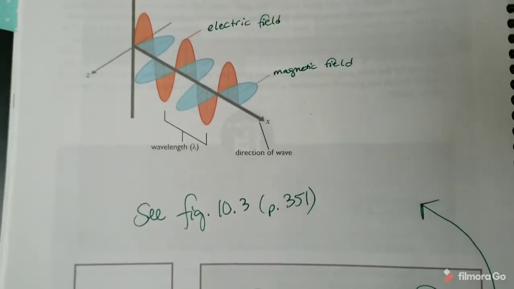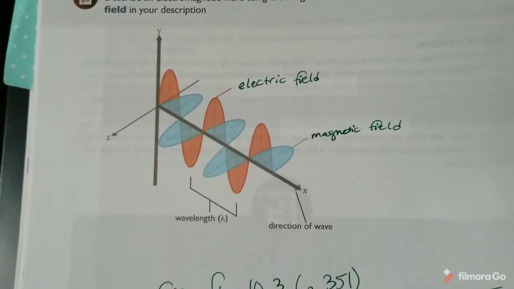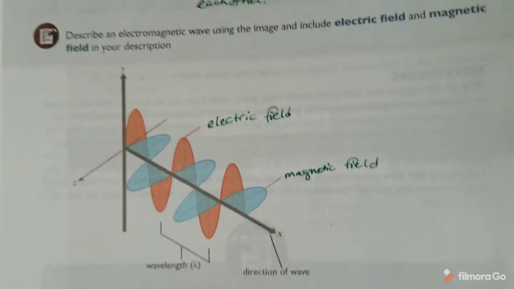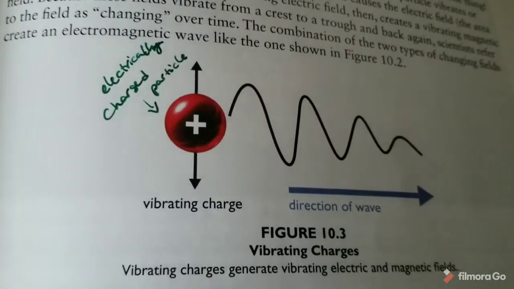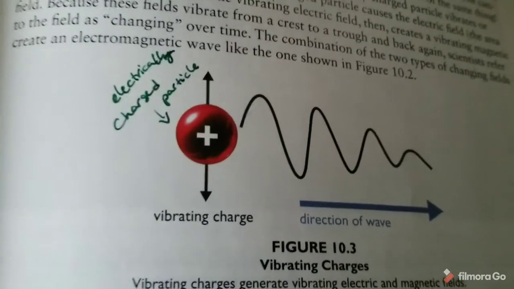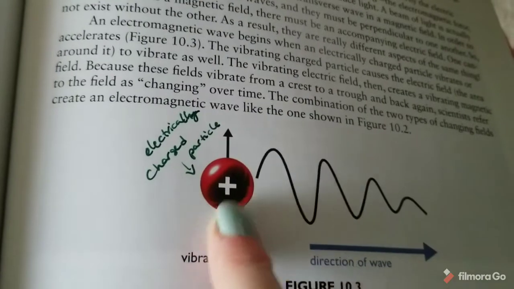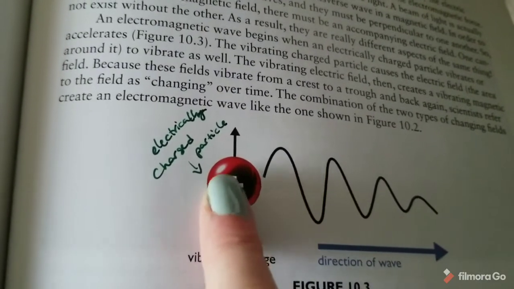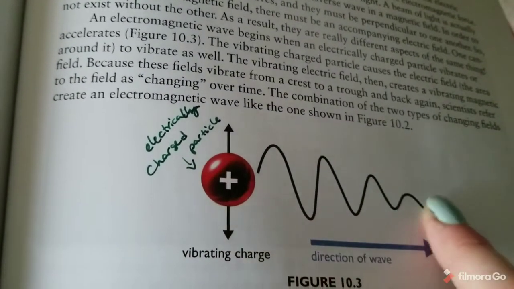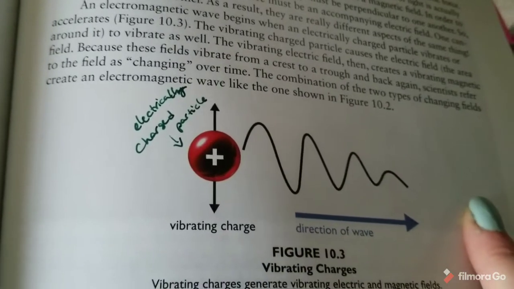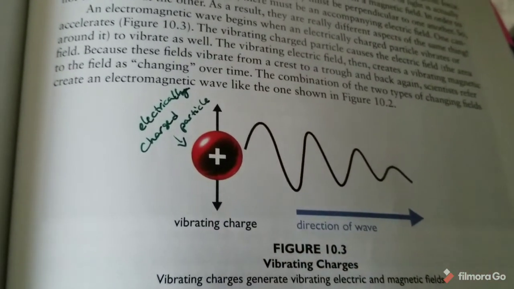All right, so this is the beginning, and I want to show you on page 351 right here a little bit about what's happening here. We've got a vibrating charge. This is an electrically charged particle, and this is the direction of the wave. This is a vibrating charge. Okay?